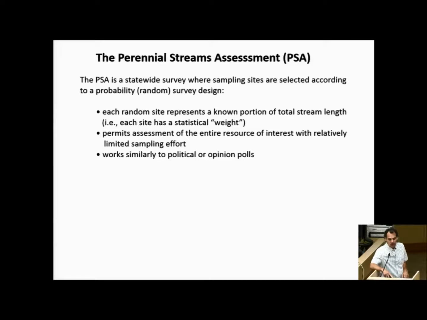The third element of measuring and assessing biological integrity is the Perennial Streams Assessment, or PSA. The PSA is a statewide survey where sampling sites are selected according to a probability or random survey design. Each random site represents a known portion of total stream length in the state, so each site has a statistical weight. Probability surveys permit assessment of the entire resource of interest with relatively limited sampling effort, and so in that sense, they work a lot like political or opinion polls.